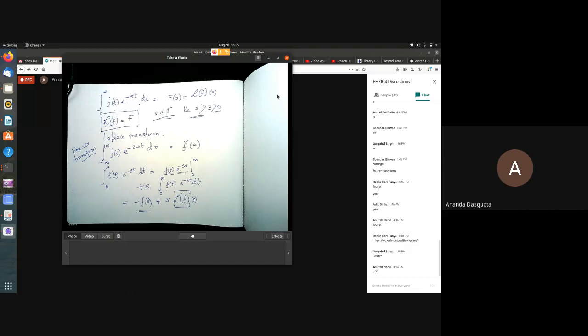So the upshot is, because we will deal with a lot of differential equations with initial conditions, the great thing is the initial condition is also thrown in. So when you change the differential equation into an algebraic equation, the algebraic equation already has the initial values, f of 0. Here, for the second derivative, of course, you'll end up with s squared times the Laplace transform of f minus s times f of 0 minus f prime at 0.